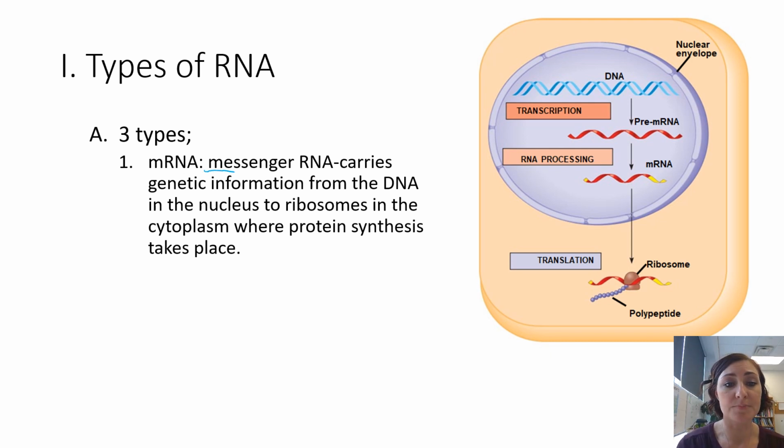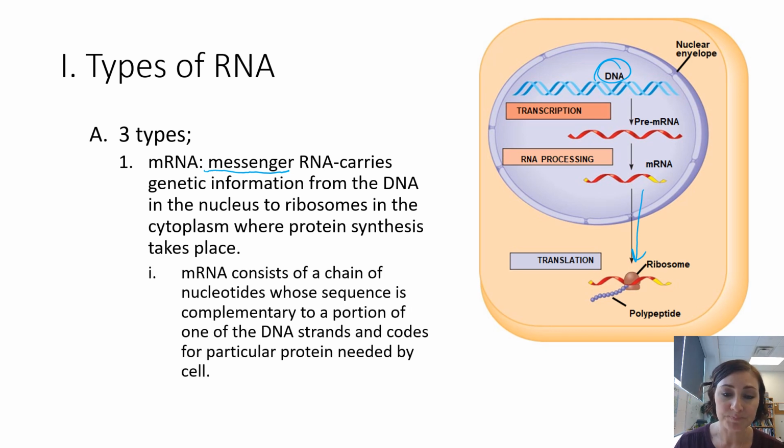So enter mRNA, our first type of RNA that we're going to talk about. The M stands for messenger RNA. The function of messenger RNA is to carry genetic information from the DNA in the nucleus out to the ribosomes so that we can assemble our protein product. We can put together amino acids in the correct order as the DNA specifies and build those protein products.